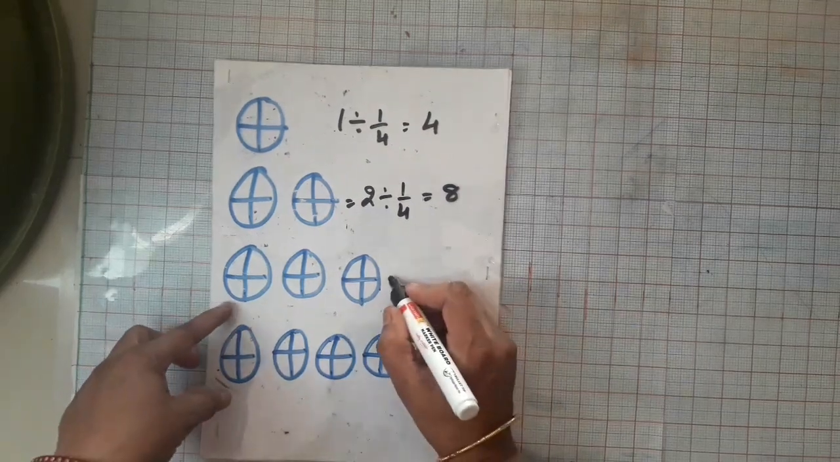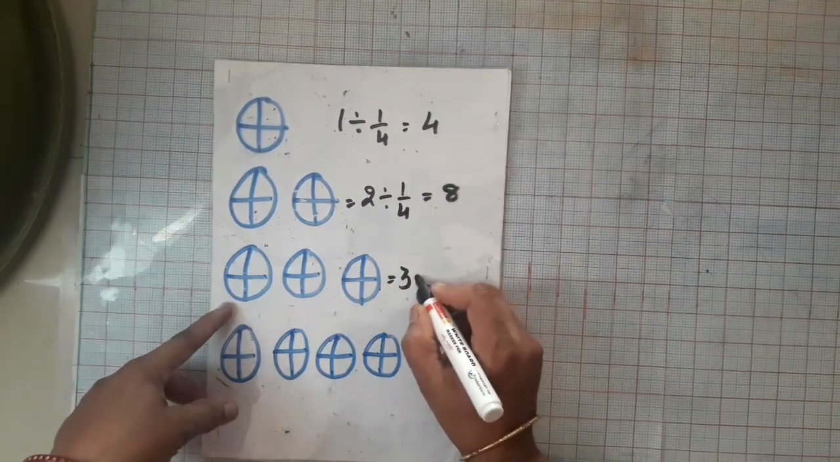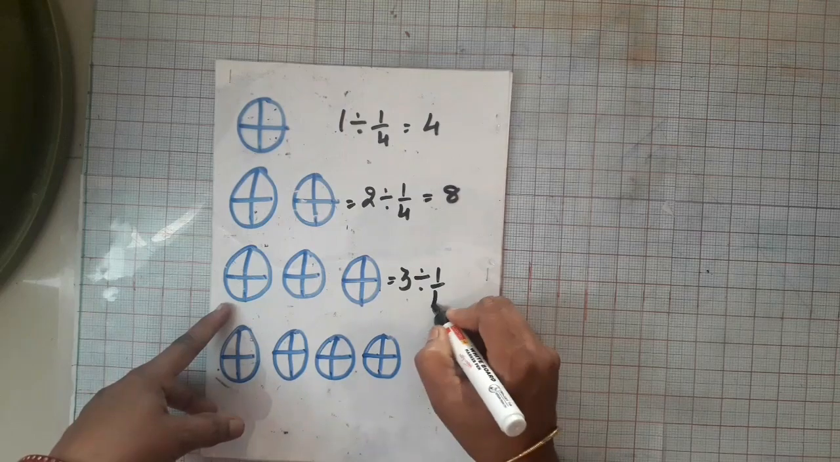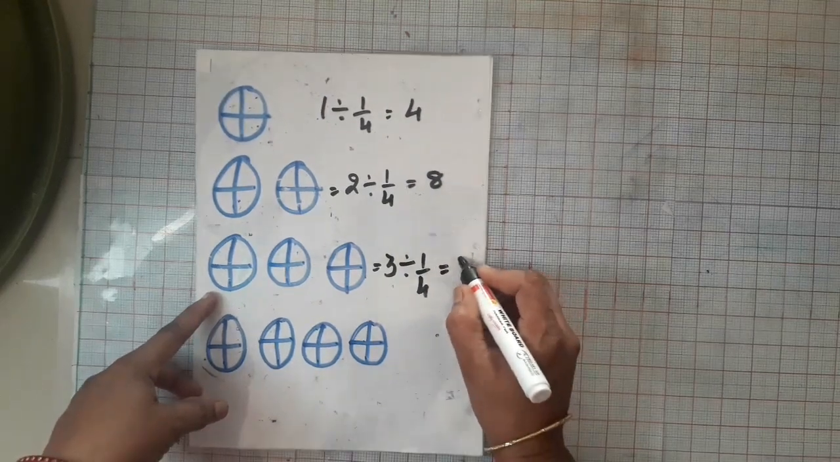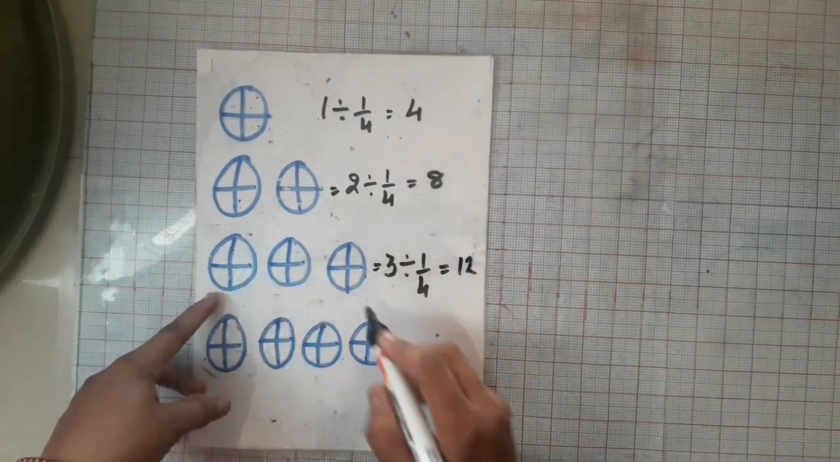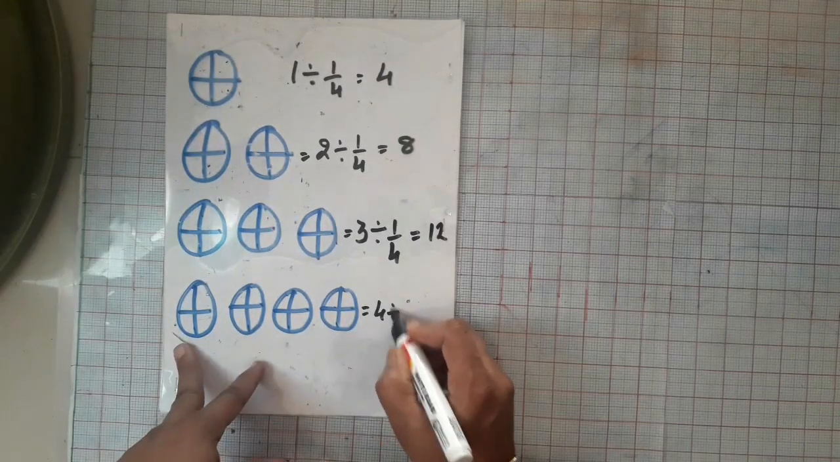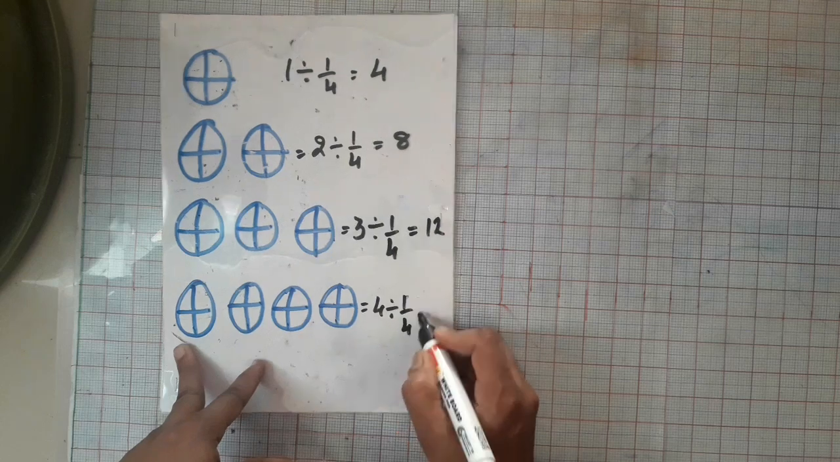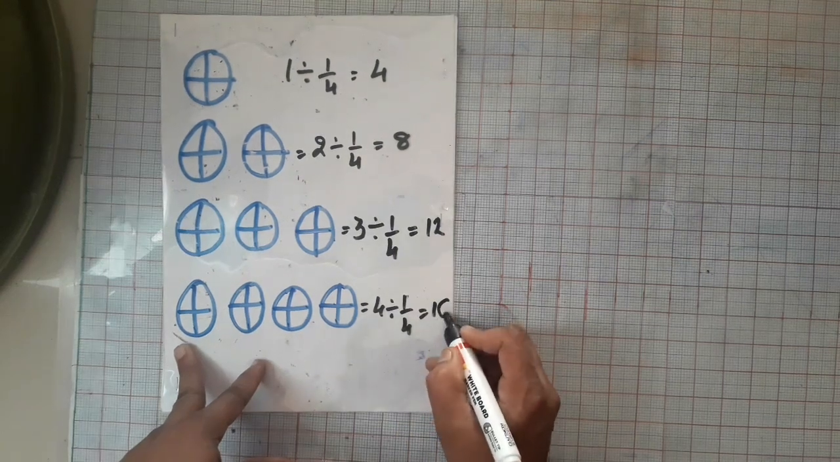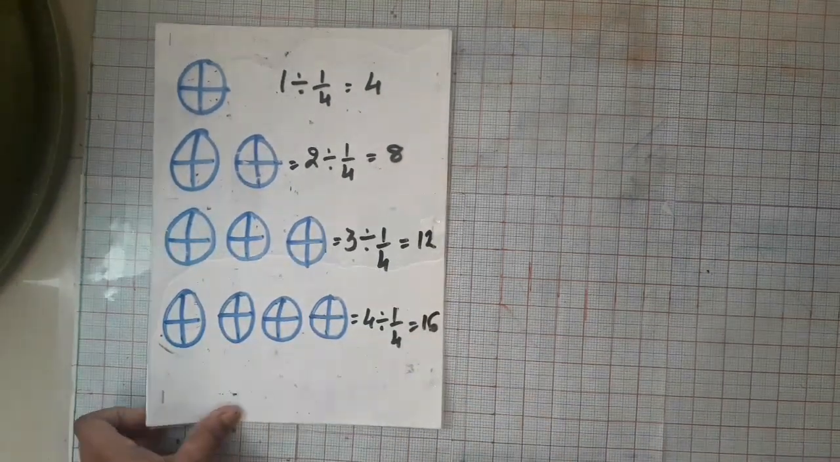What will be this one? This will be 3 divided by 1/4, that is 12 equal parts you have. Here you have 4 divided by 1/4, that is 4 fours are 16 you have. Okay, let's see a few more.